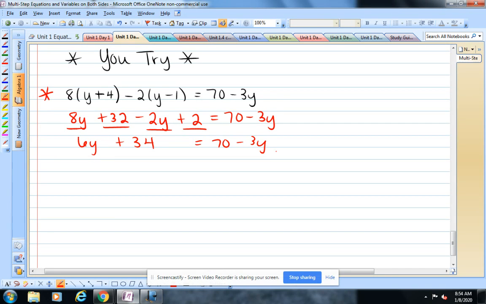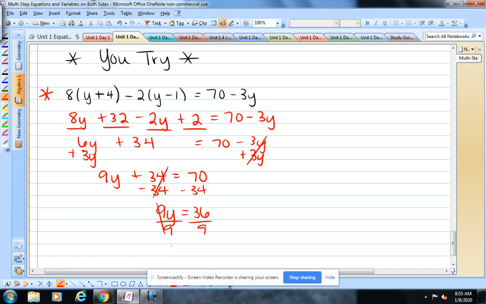Okay, so now we got a y on both sides, right? Somebody tell me one way I can get my y's together. Add 3y. I could also subtract 6y, couldn't I? What's 6y plus 3y? Plus 34 equals 70. And then what? Subtract 34. What's 70 minus 34? So 9y equals 36. Divide by 9. Y equals 4. Raise your hand if you got y equals 4 for your final answer. All right. So that concludes notes for today.